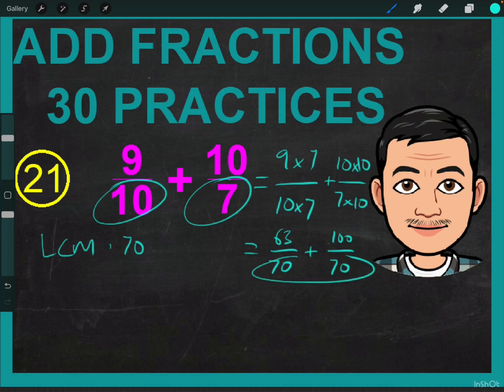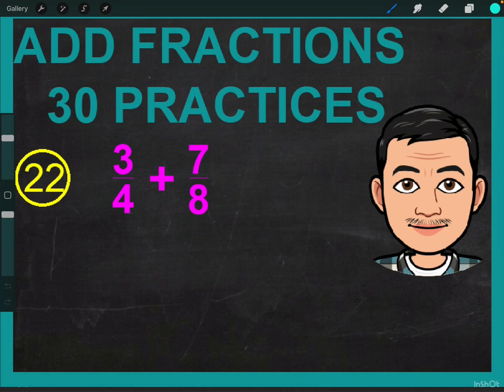Now the two fractions have the same denominator. All we need to do is add 63 and 100 for the numerator, and the denominator is the same, 70. So we get 163 over 70 is the answer.